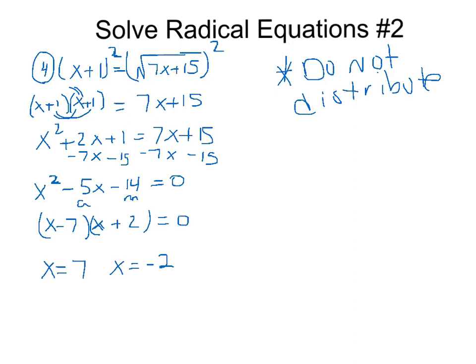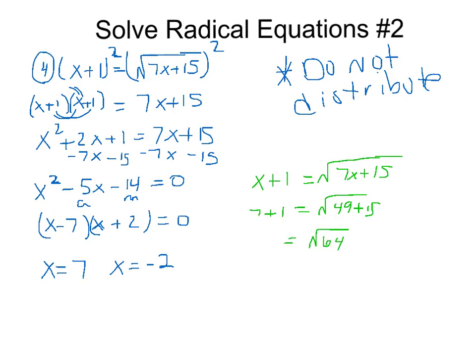So if we plug 7 in, remember our original equation is x plus 1 equals the square root of 7x plus 15. If I plug in a 7, I get 7 plus 1 equals the square root of 7 times 7, which is 49 plus 15, which is the square root of 64 equals 8, which checks out, so the first one is good.